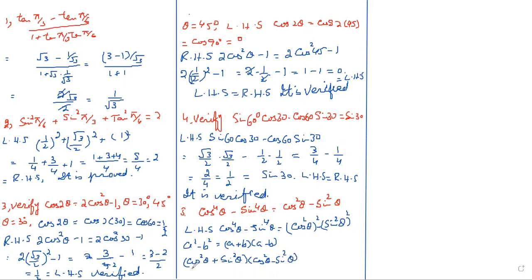We know that this value cosine square theta plus sine square theta is equals to 1. So therefore it is 1 times cosine square theta minus sine square theta, which is equals to the right hand side. So it is proved, or the statement is proved.